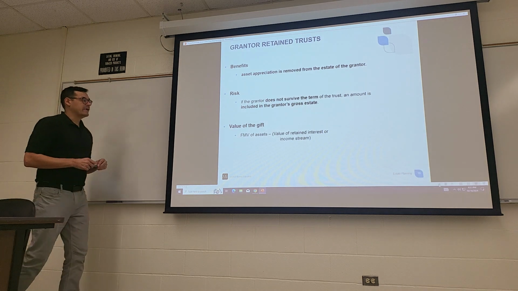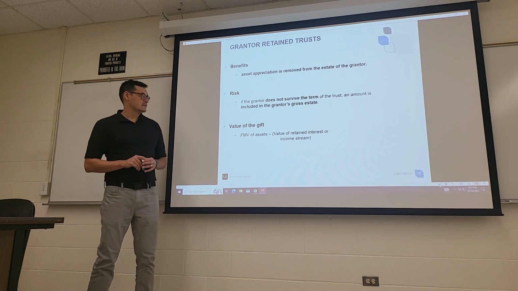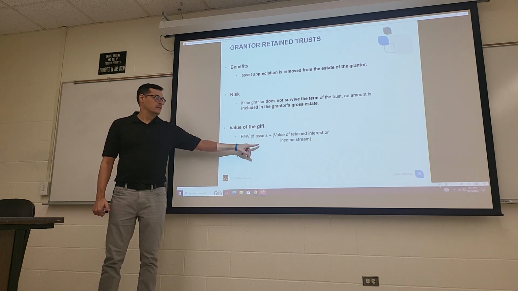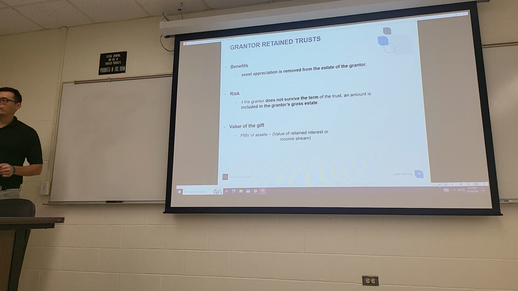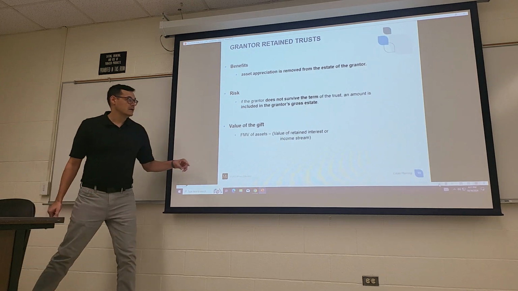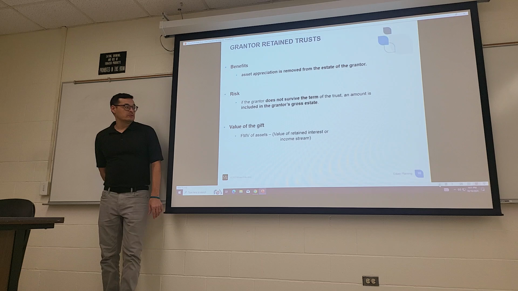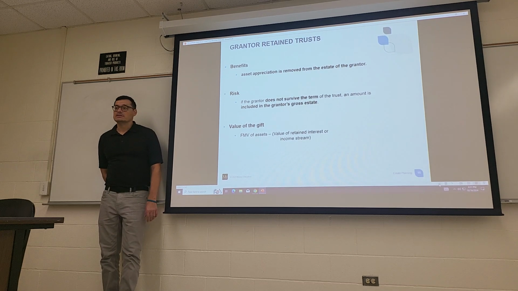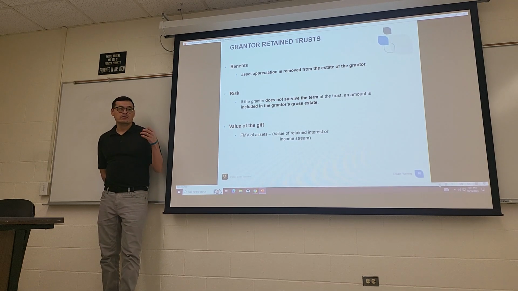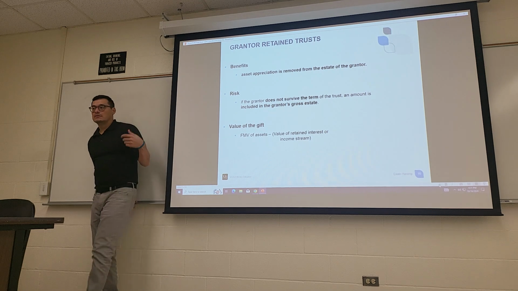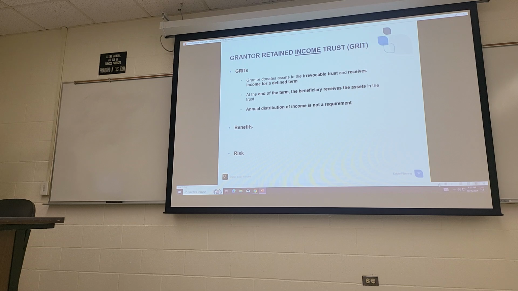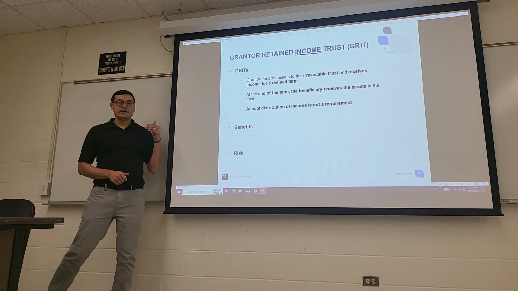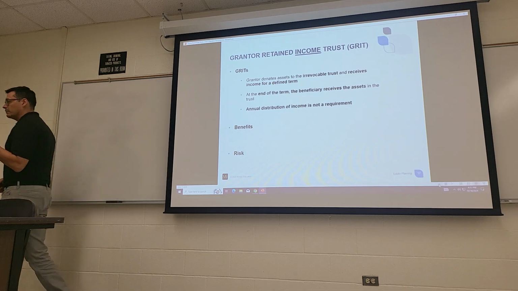Now, the value of the gift associated with this is the fair market value of the assets transferred minus the present value of the retained interest or income stream. Sometimes people will transfer property or homes to a trust like this too, and retain the use of the property or the home. We'll talk about those too. Same concept.